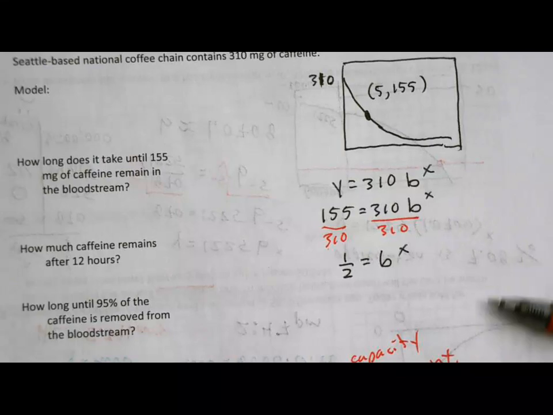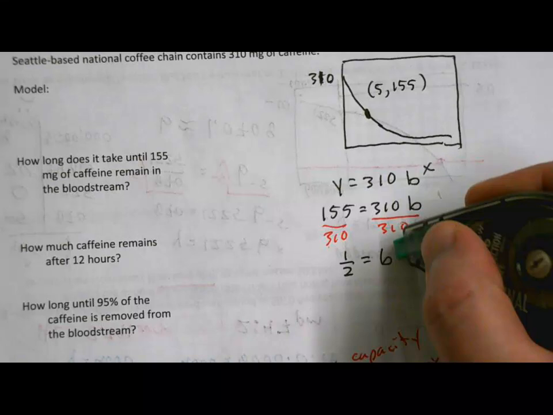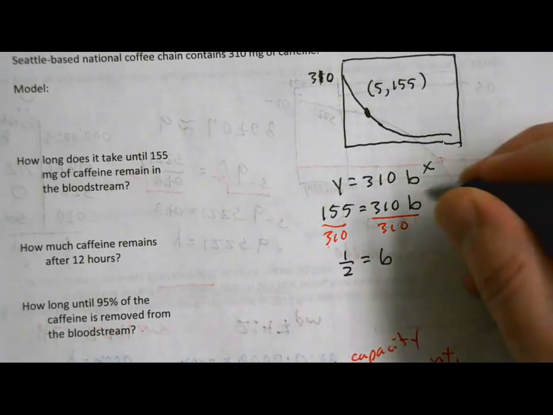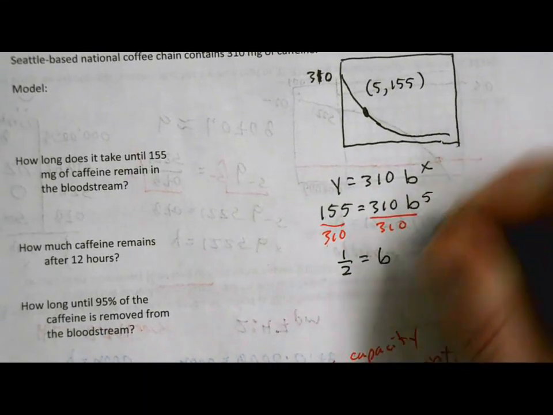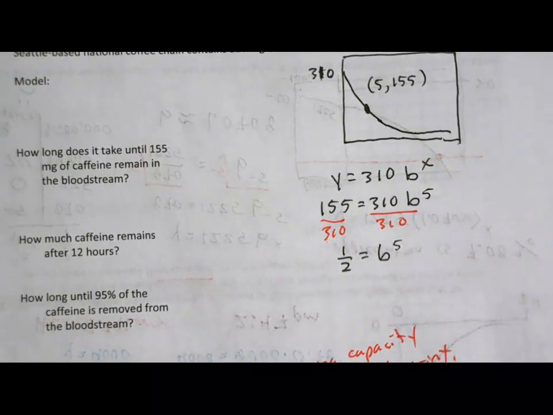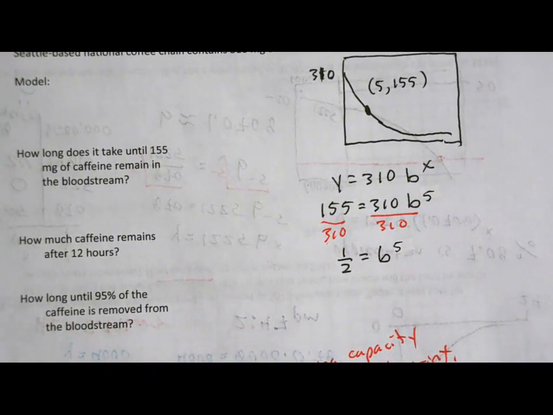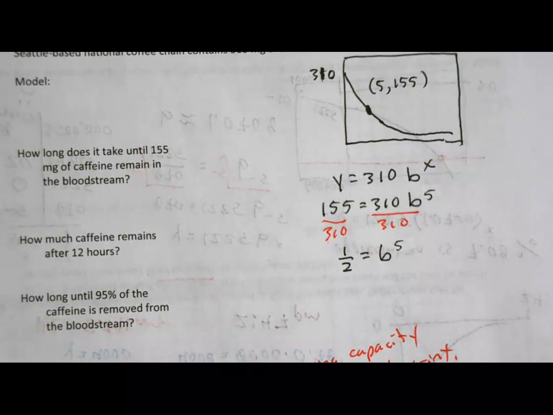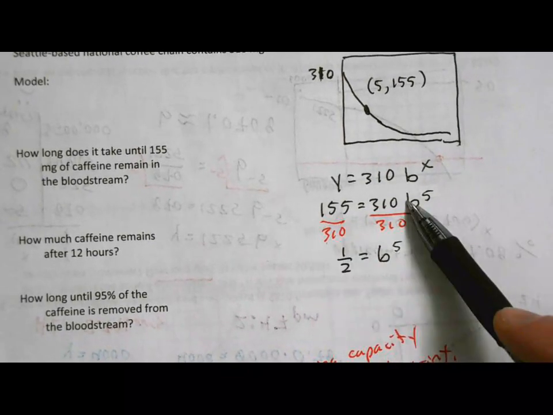oh, that should say the 5th, shouldn't it? I'm sorry, I left out my 5. You guys are giving me confusing looks, like I must have done something wrong. Okay, here we go. You're always going to end up with 1/2 equals b to some power. Because why? Because if it's half-life, this is always going to be half of this.